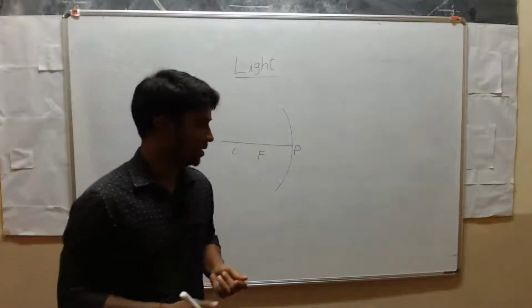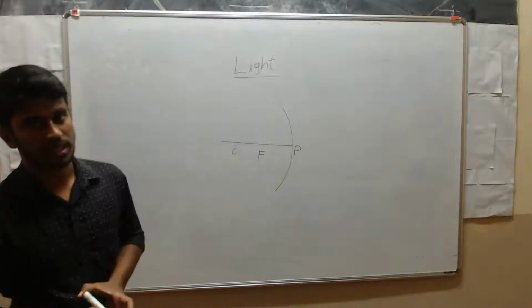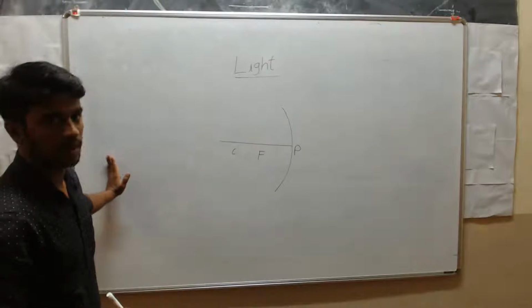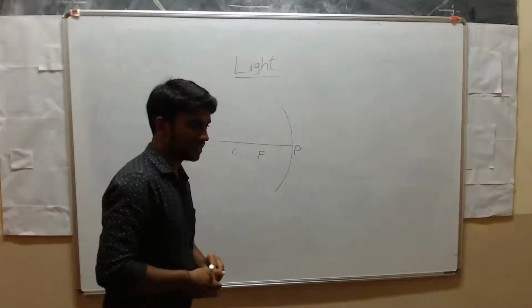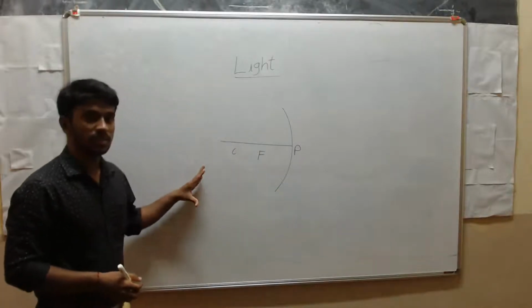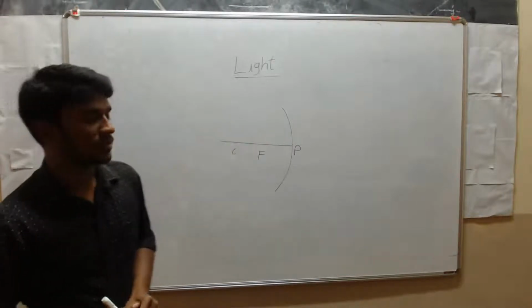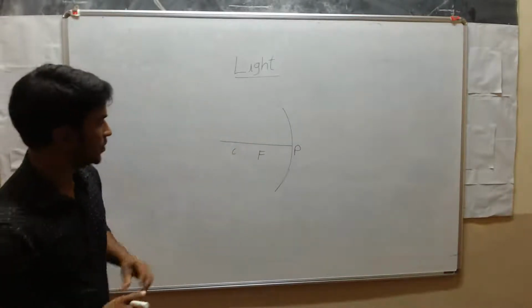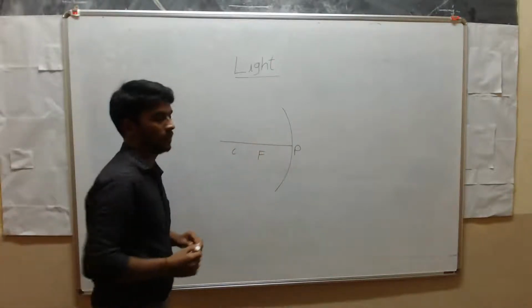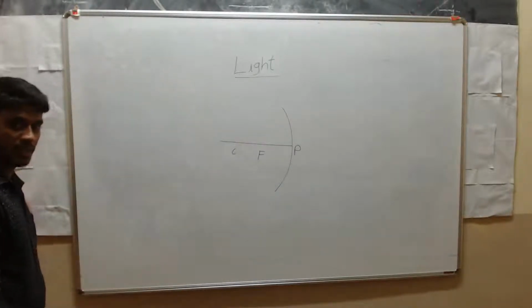Next, we kept the object between C and F, that is, center of curvature and principal focus. Then we got the image behind C. At that time the size of the image is enlarged, which means the size of the image is greater than the size of the object. The nature of the image is real and inverted. Why? Because we got the image on the screen. Next, we kept the object at F. Then we got the image at infinite distance.